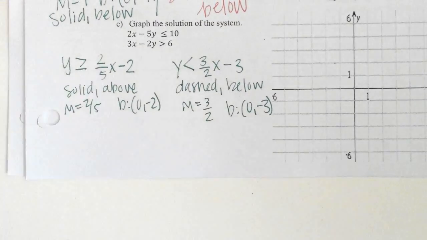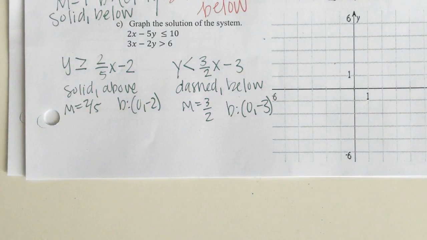Alright, I'm just going to put this up here first so you can check your answers. This is the equations in slope-intercept form. And then that solid above, dash below, slope and y-intercept. Is there anyone that I need to show how to put it in slope-intercept form? Or everybody got this form? Yes.